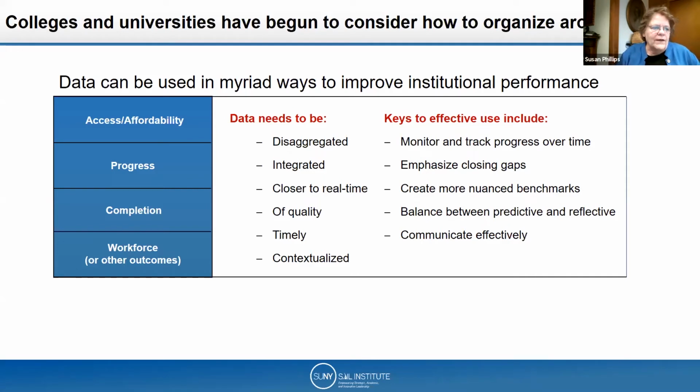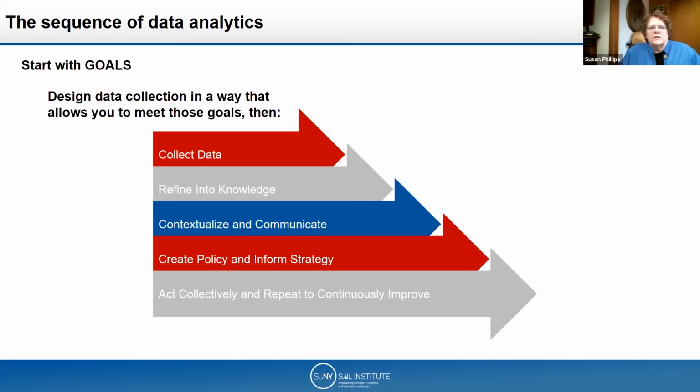And the story of how you get it to that way is a conversation for consideration before you try to do anything with analytics. Some other points about data, the colleges and this is the next slide, Jason, the colleges and universities have begun to think about how to organize around data, things about access and affordability, progress, completion, workforce. These are the questions that campuses will ask.